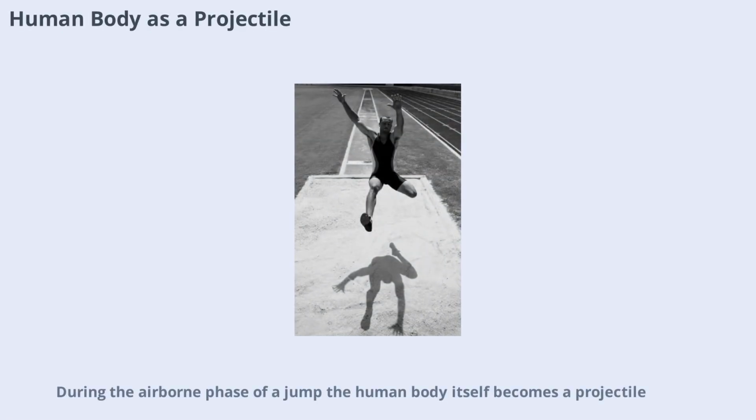During the airborne phase of a jump, the human body itself becomes a projectile. The same principles that govern the motion of a thrown ball apply to the body in flight. By understanding these principles, athletes can optimize their jumping technique to achieve greater height and distance.